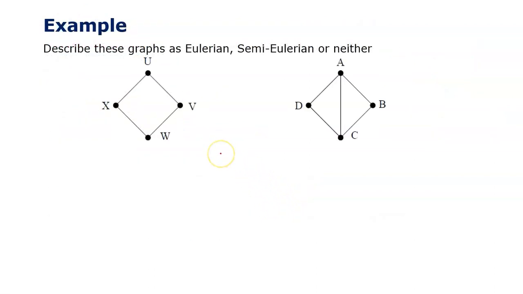Describe these as Eulerian, semi-Eulerian, or neither. Well, let's just count the degrees of each one. So this is a 2. These are all 2s. So after the difficulty of even seeing that last picture, this is suddenly dead easy. All even numbers, so this is Eulerian.